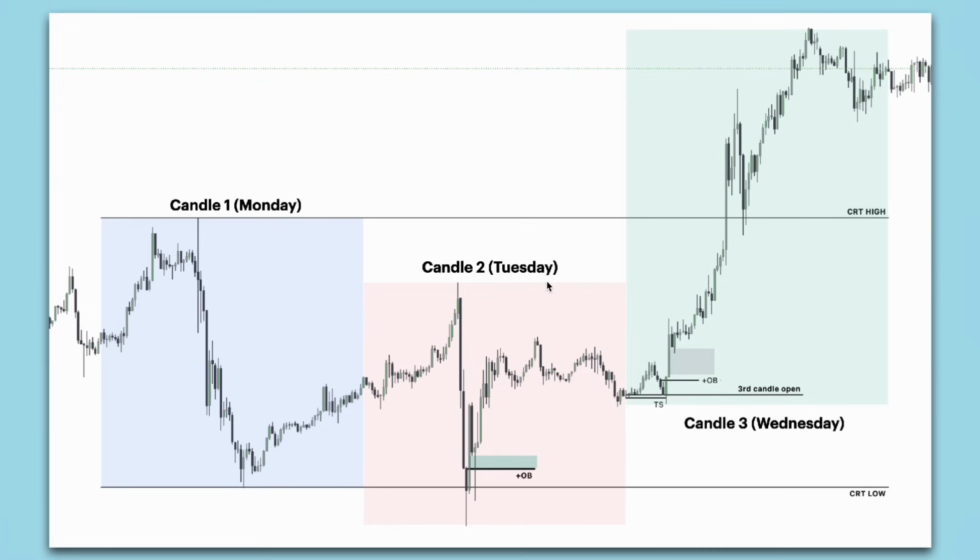a CRT range. To summarize, the first candle formed the range, the second candle manipulated it. An order block formed. The state of delivery changed, structure was broken, an order block formed, and then we tapped into the order block for a long entry. The third candle opened and moved back below its own open towards the midpoint of Tuesday's range, creating a turtle soup at that midpoint. Remember, I mentioned that turtle soups and reversals often happen at the midpoints of ranges, reversing back down to the CRT low.